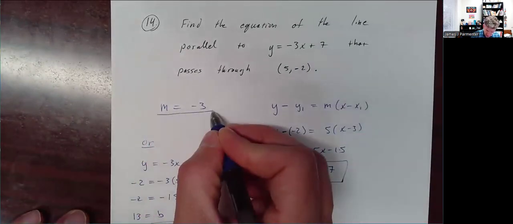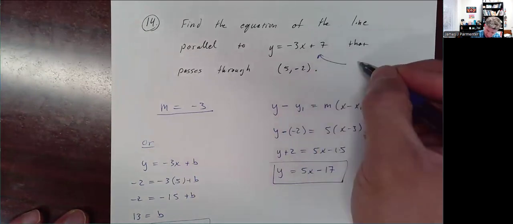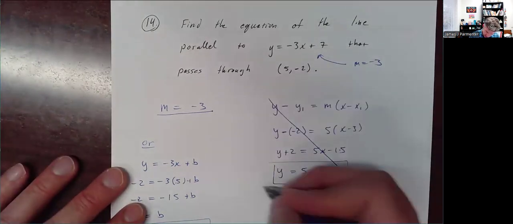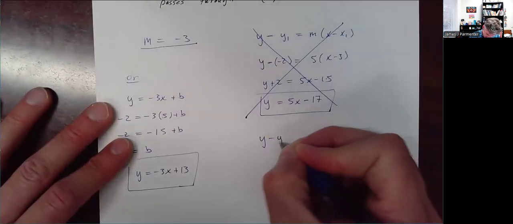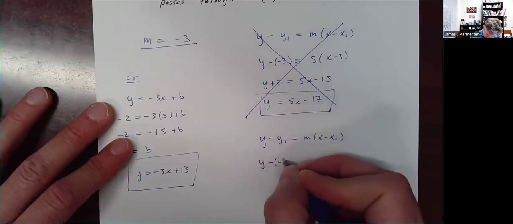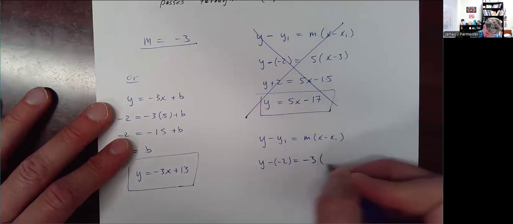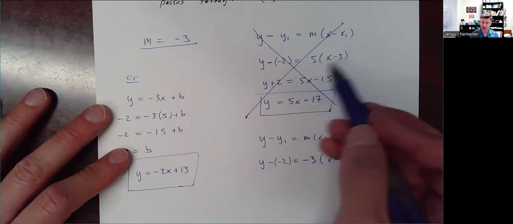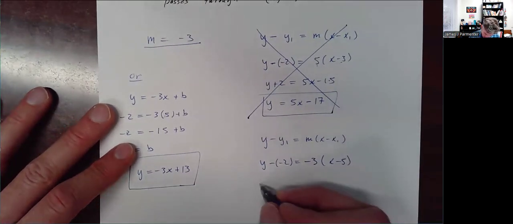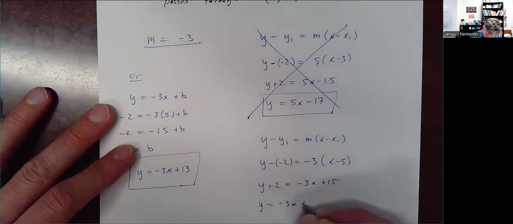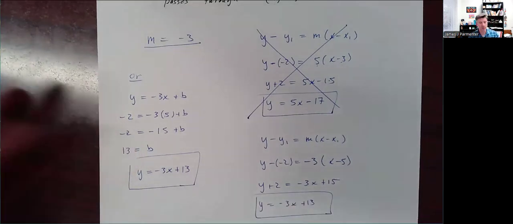Parallel lines have the same slope. So if the slope here is negative 3, the slope of our line should be negative 3. So this was incorrect. Let's try it again. So we have y minus y1 equals m times x minus x1. And we should have y minus negative 2 equal to negative 3 times x minus 5. Yeah, I clearly interchanged the 5 and the negative 3 for the x coordinate and the slope. Sorry. Y plus 2 equals negative 3x plus 15. Subtract 2 from both sides, you get y equal to negative 3x plus 13. Much better. Now they match.